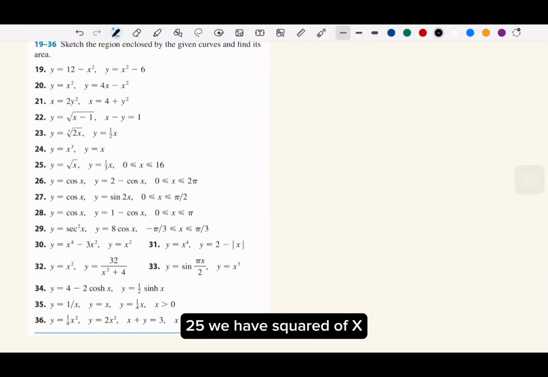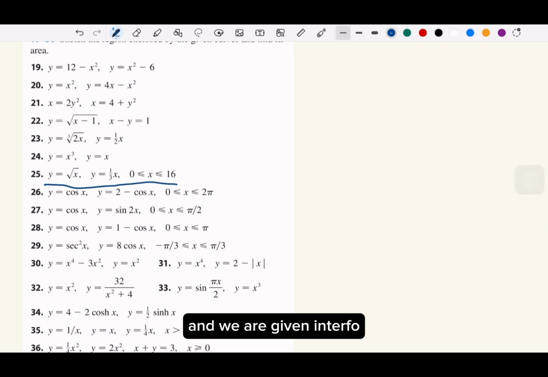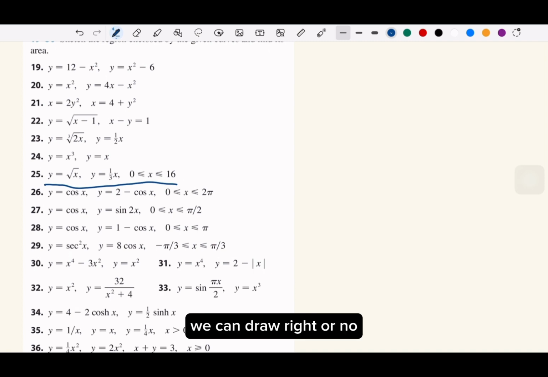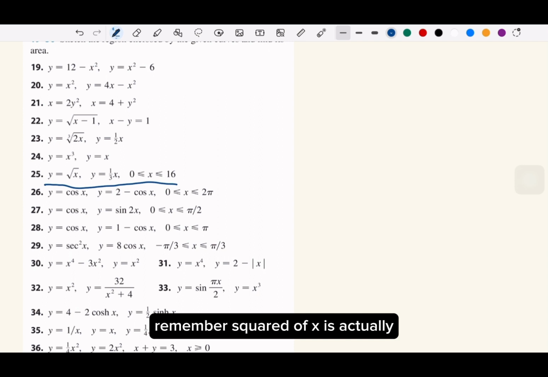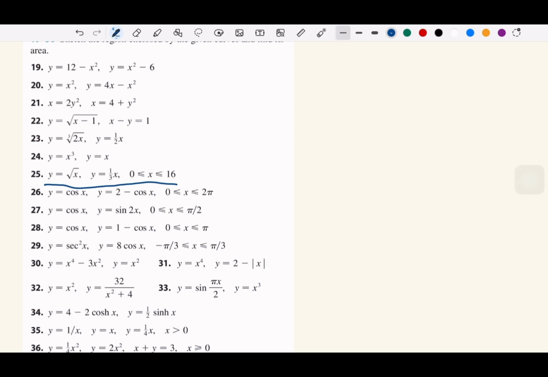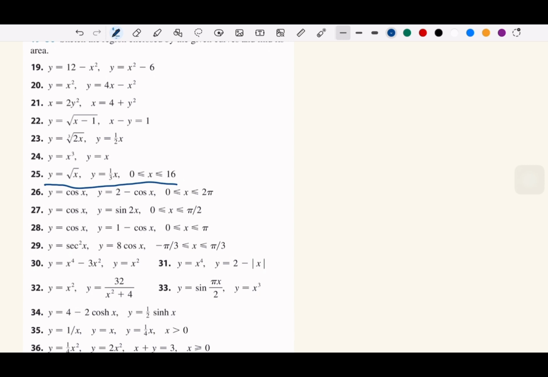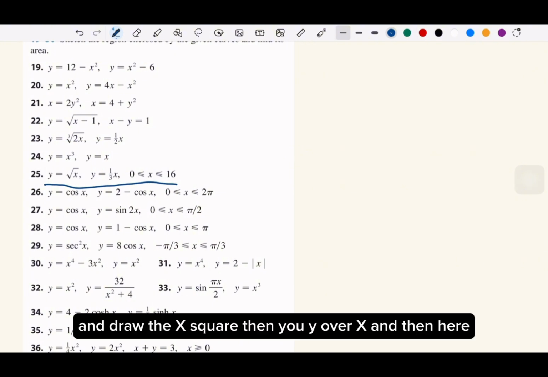25, we have square root of x. And then we have 1/3x. And we are given an interval. So I think we should be able to. And square root of x, we can draw, right? Or no? Remember, square root of x is actually the result of an inverse of the x squared, right? If you remember, x squared from some part of its domain, you can invert and then make it the square root of x. Right? So basically, if you want to draw really perfect, you can draw the x squared, take the y over x, and then mirror.